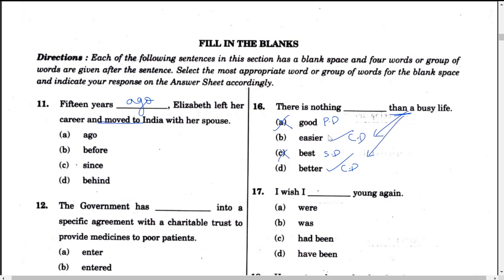Okay, so that is B or D. Which one can we use out of these two? Which one is correct? There is nothing easier than a busy life, there is nothing better than a busy life. We're referring to a general case. We're not speaking about something which is hard or something easy. We are referring to which is good, which is bad. So D can be used in this case, and here we can go with A.